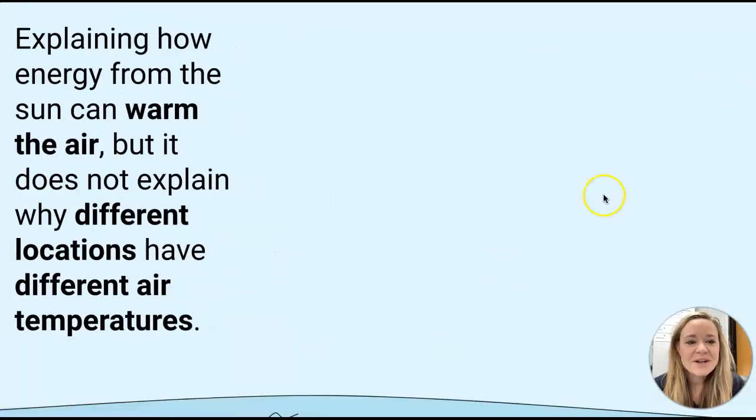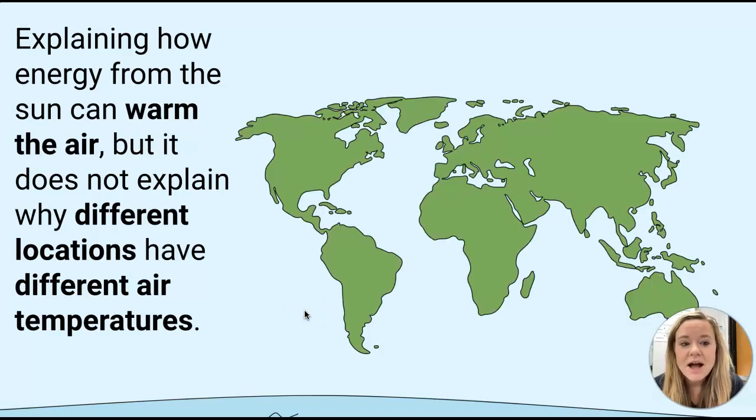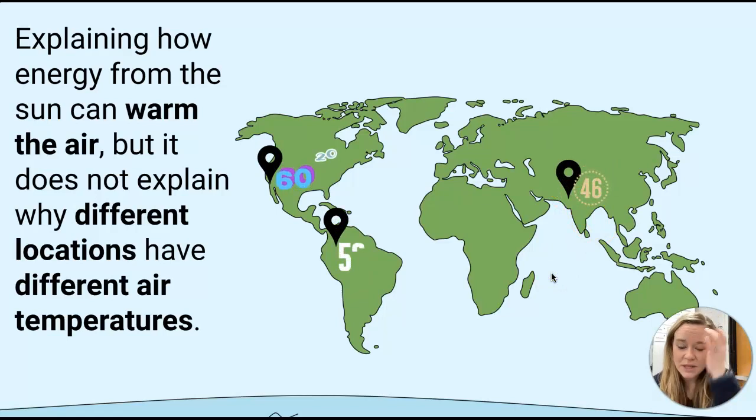So today we're going to explain how that energy from the sun can warm the air. So we know that the energy warms the air by warming up the surface, and then that surface transfers some of that energy back to the air. But it does not explain why the temperature is different in different locations. For example, we started off by looking at Los Angeles, and it's 60 degrees in Los Angeles. And we looked at Colombia, where it is 53 degrees, and we also looked at Pakistan, where it is 46 degrees, compared to Minnesota, where it's about 20 degrees.